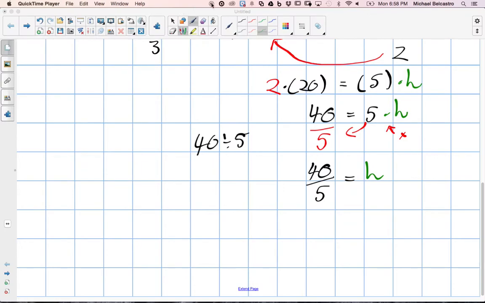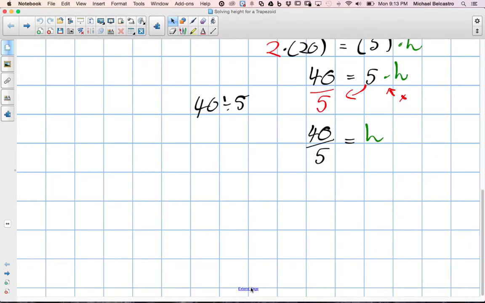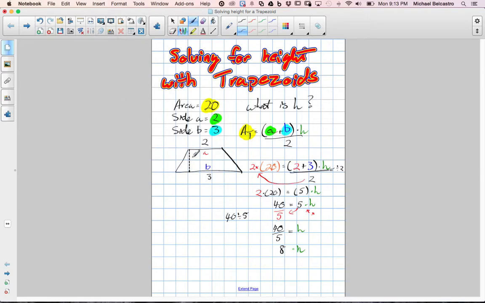Oh, thank you, Tracy. Now we solve for the value of h, and 40 divided by 5 is 8. So according to this, our height, and now this is not drawn to scale, but the height of our trapezoid would have been 8 units high.